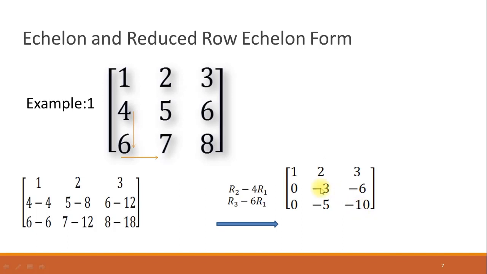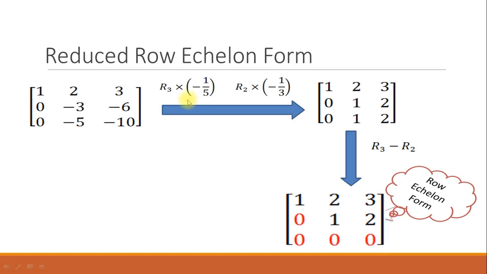Now we need to make this number 0. So multiplying R3 by minus 1 over 5 and R2 by minus 1 over 3, we get this matrix. Now subtract R2 from R3, we get this matrix which is in row echelon form.